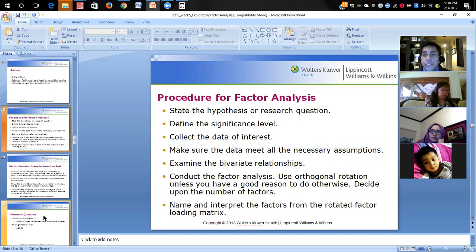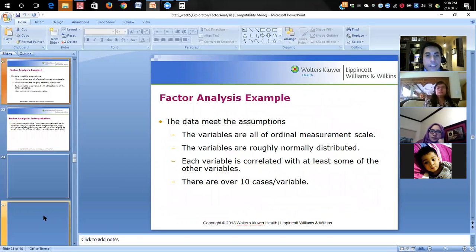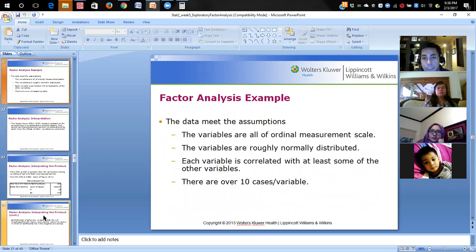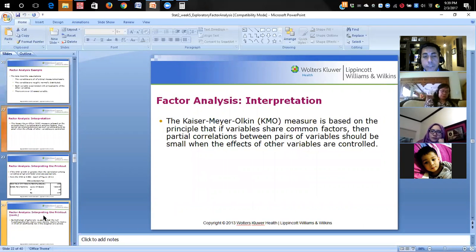All right, so it's 9:38, maybe another 2 more minutes. The data meets the assumption. The variables are all ordinal measurement scales. So just like our Likert type scale are ordinal. The variables are roughly normally distributed, and each variable is correlated with at least some of the other variables, so what you call the item to item correlations. And again, 10 cases for each variable.